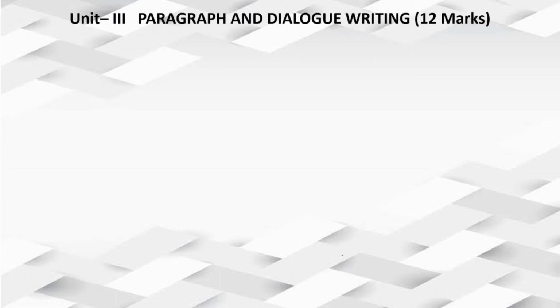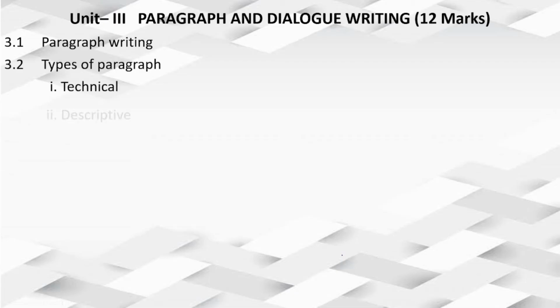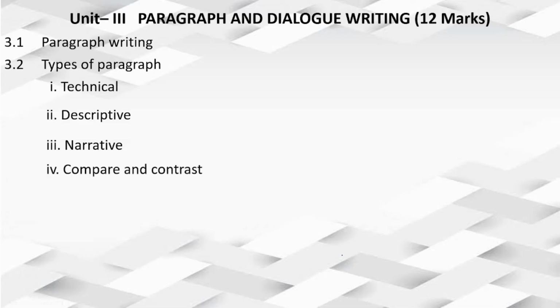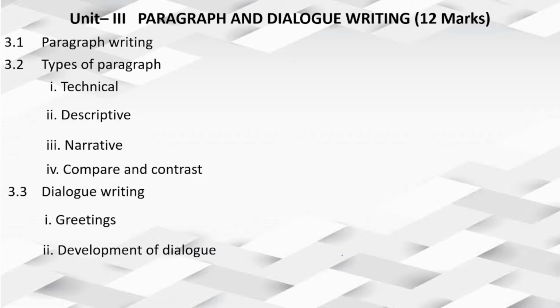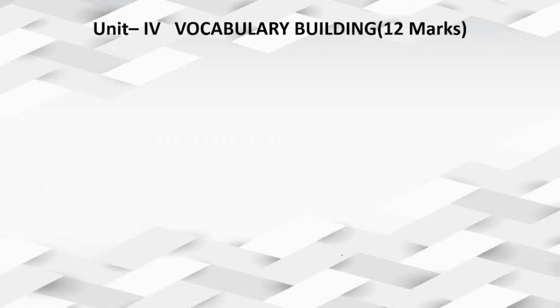Next unit, paragraph and dialogue writing, for 12 marks. First, paragraph writing. Second, types of paragraph, that is technical, descriptive, narrative, compare and contrast. Next point, dialogue writing. In that, the first one is greetings and the second one is development of dialogue. And last, closing sentence.